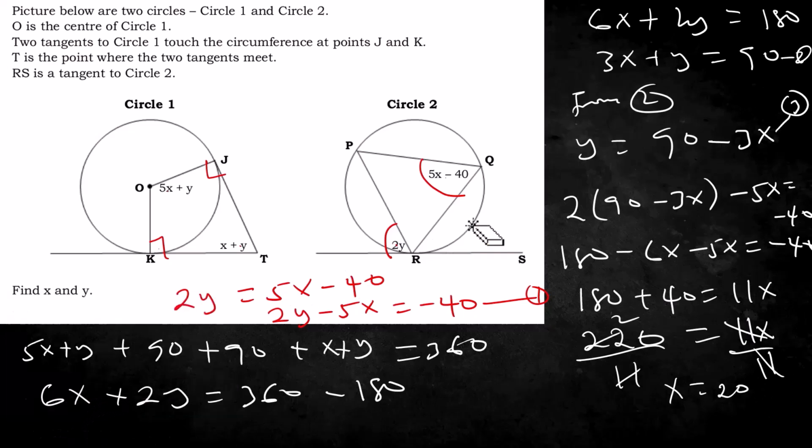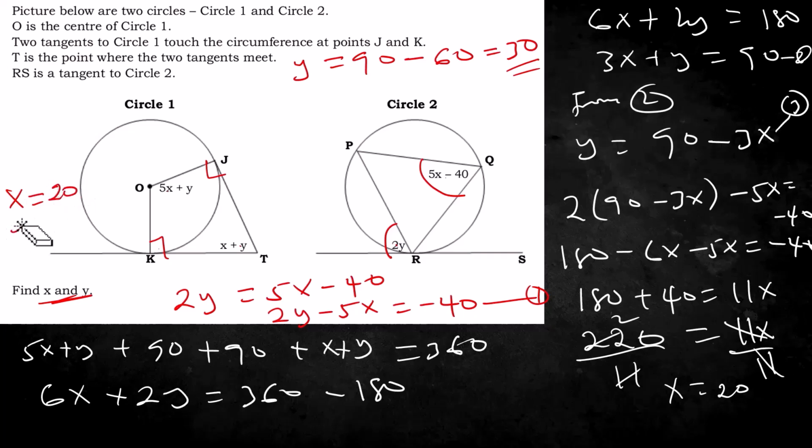So if x is 20, we can go ahead and find y. So y is 90 minus 3x, but x is 20, that will be 60. So y will be 30. So the question is demanding for x and y. So x is 20, y is 30. Okay, so that's that.